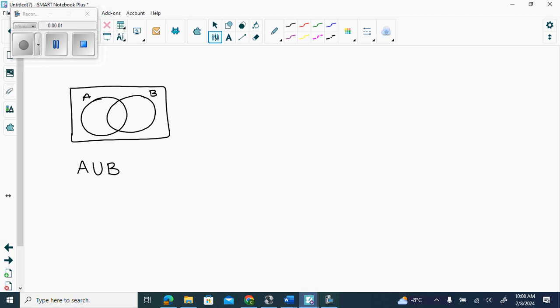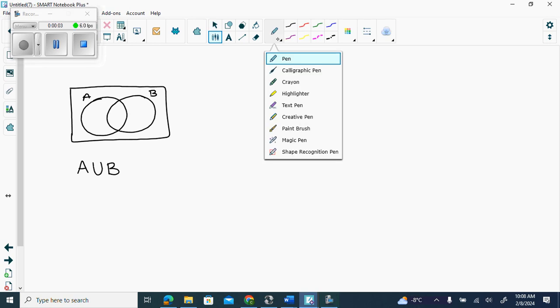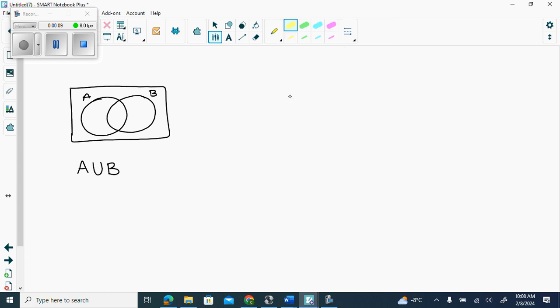For this one, if I use my highlighter, not part of pen. So we have this, and then we'll make the back part be a highlighter. Okay, so for this one, I would highlight the entire snowman, right? Does that make sense what we're doing?